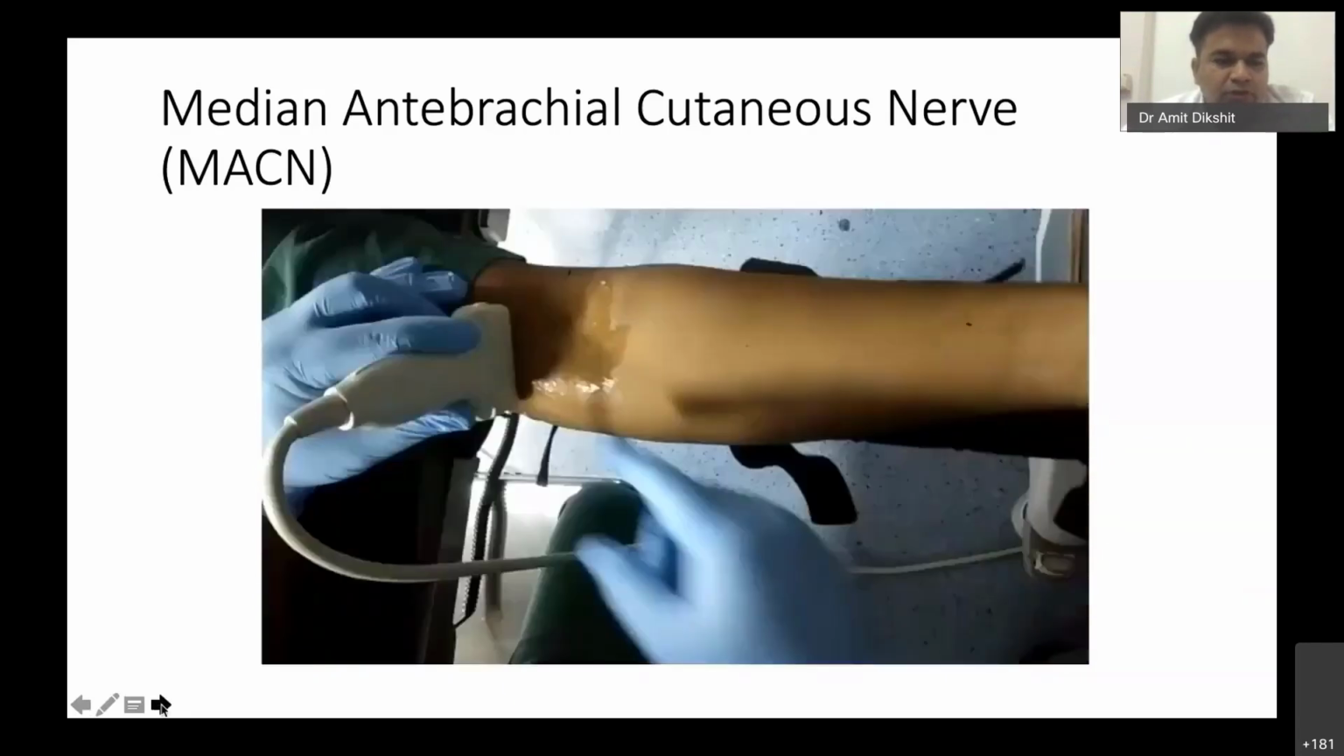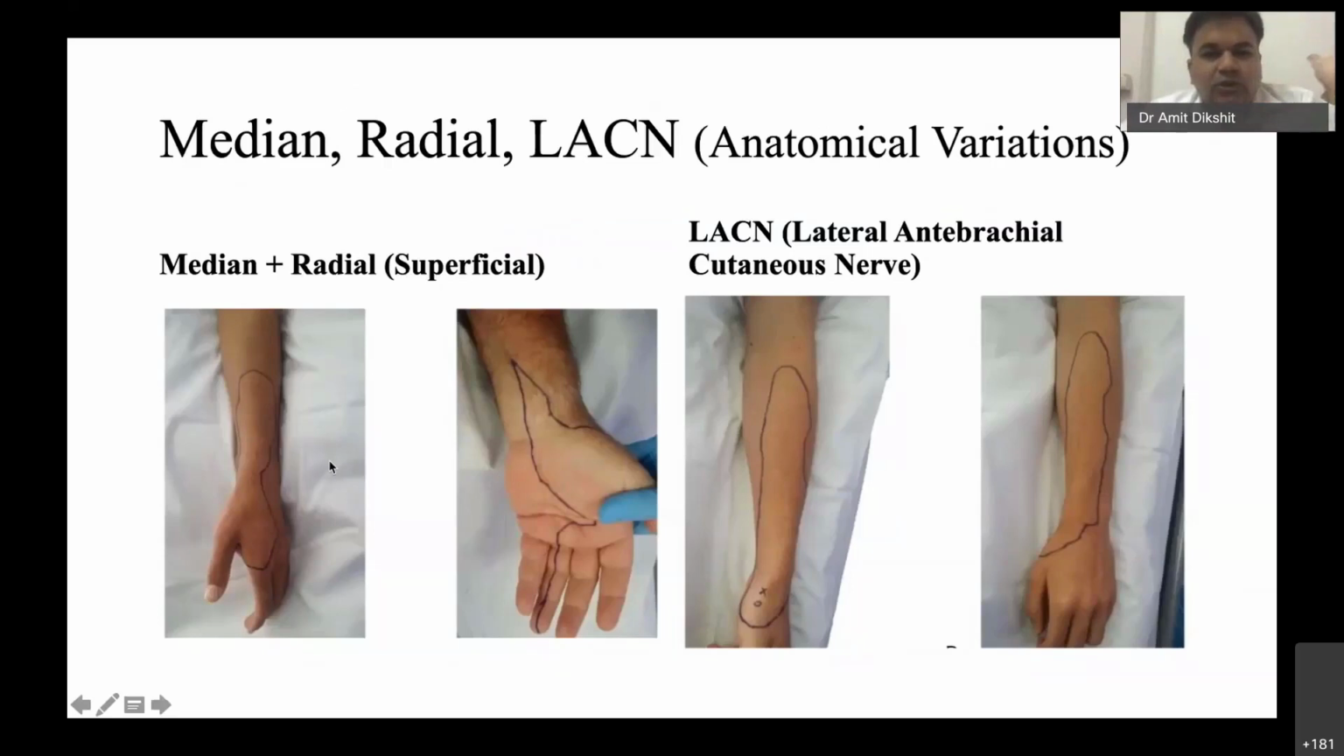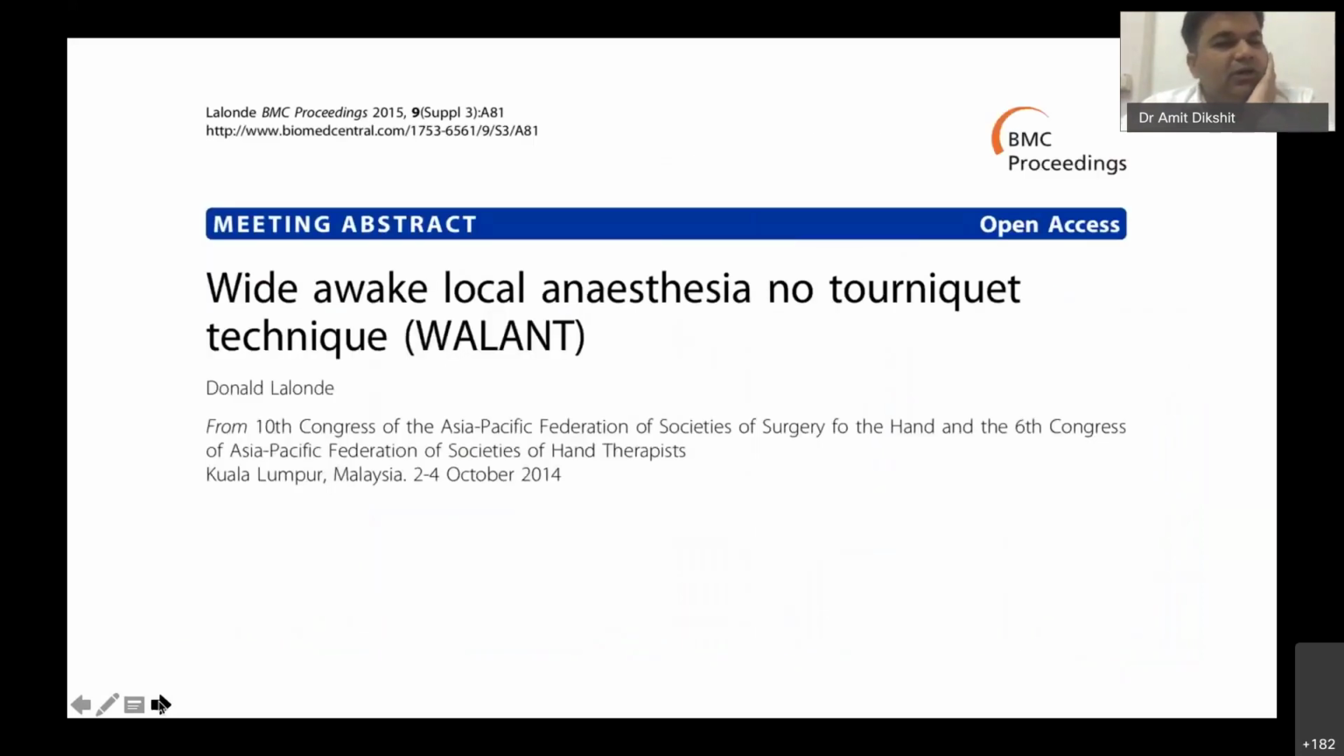So I'm almost done with my presentation. I'm just trying to highlight site-specific analgesia and anesthesia, which is very beneficial for our patient. This slide is showing the anatomical variation, how the lateral cutaneous, the terminal branch of the musculocutaneous, can have variable sensory distribution, and how the median and superficial radial can also have variable sensory innervation. So these are mapped.